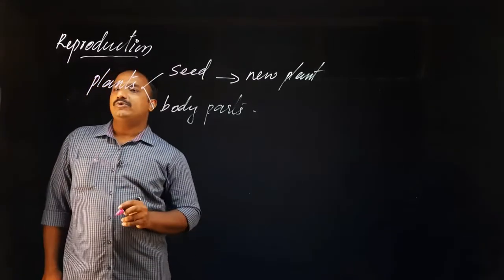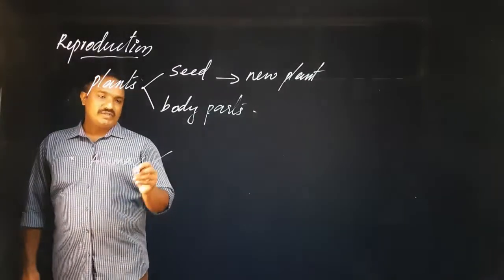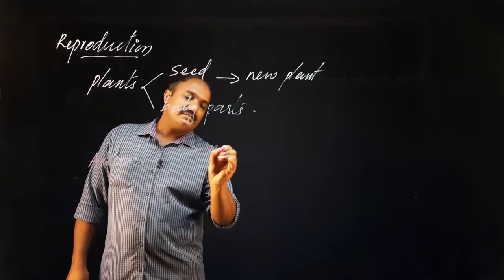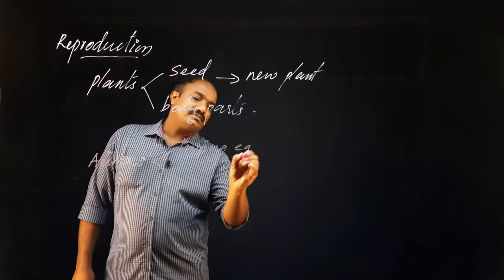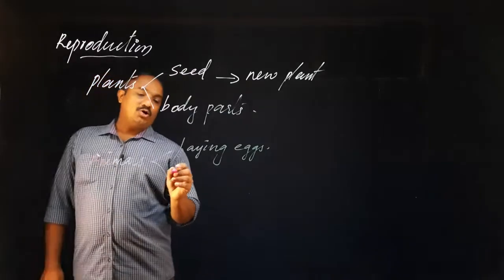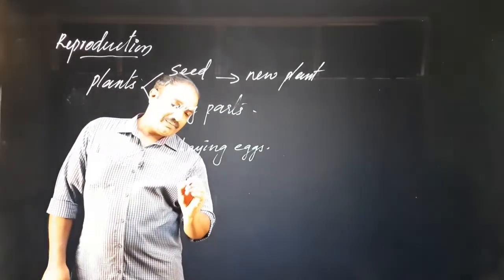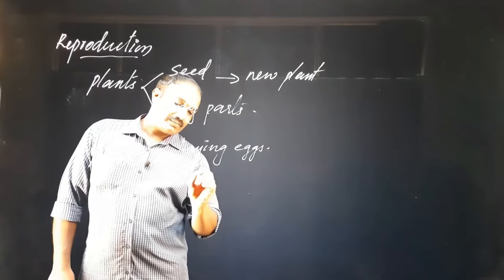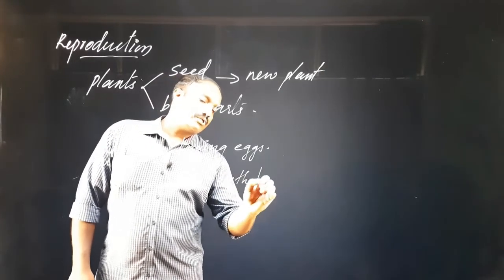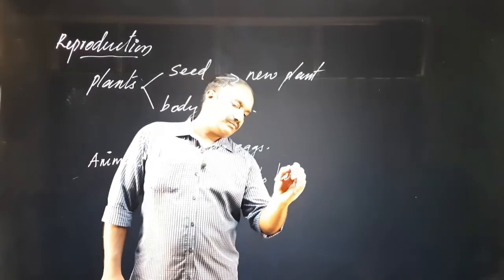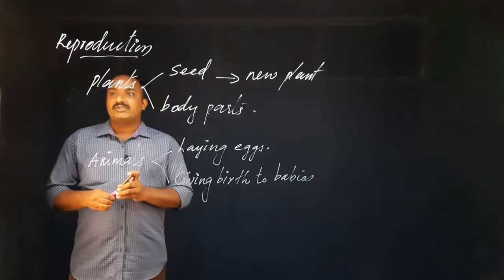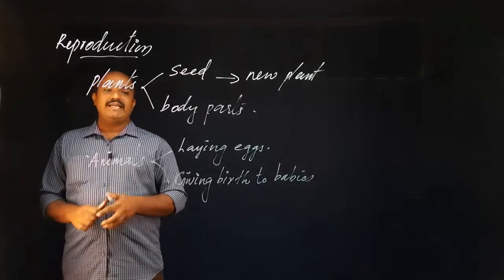Animals also reproduce by two methods. First one is what? By laying eggs. That is one method. Or second method, by giving birth to babies. These are the two methods of reproduction in animals.